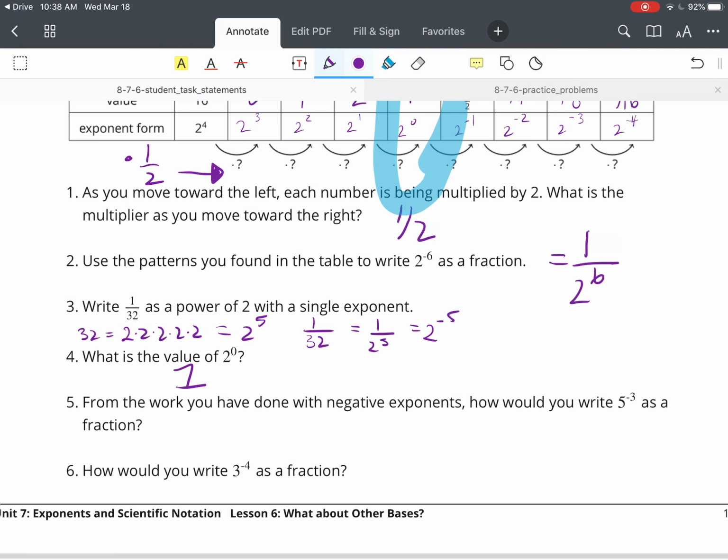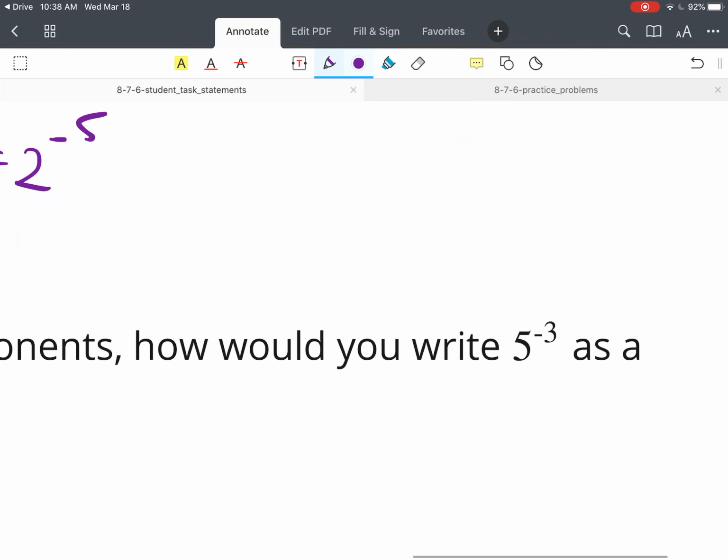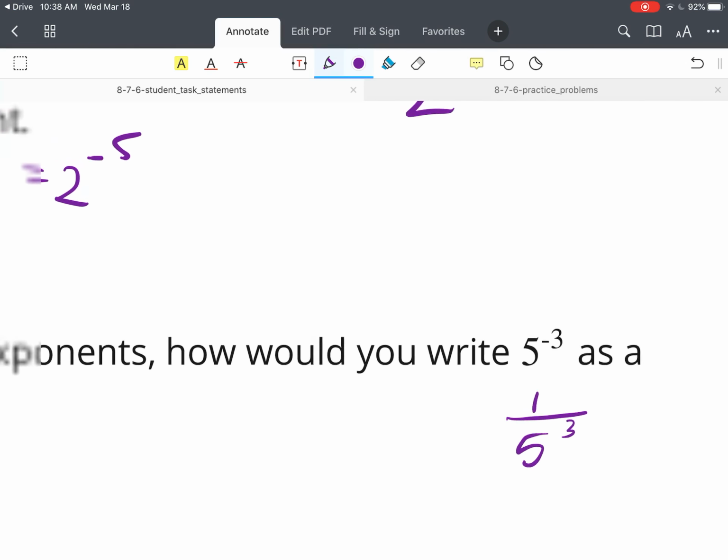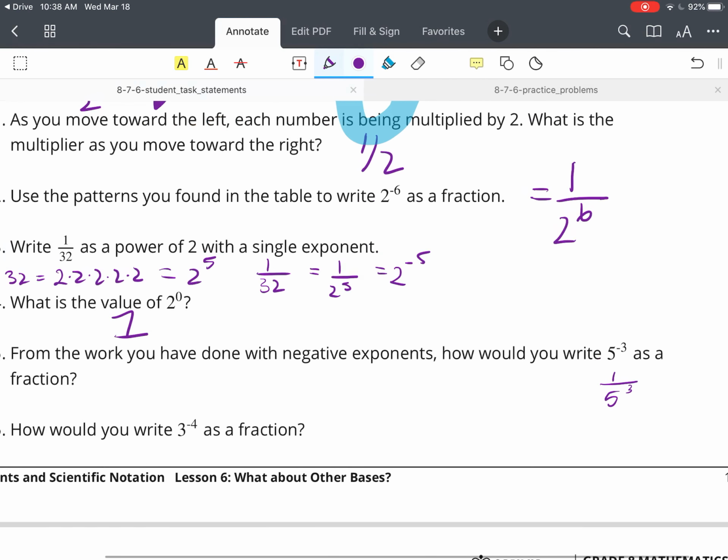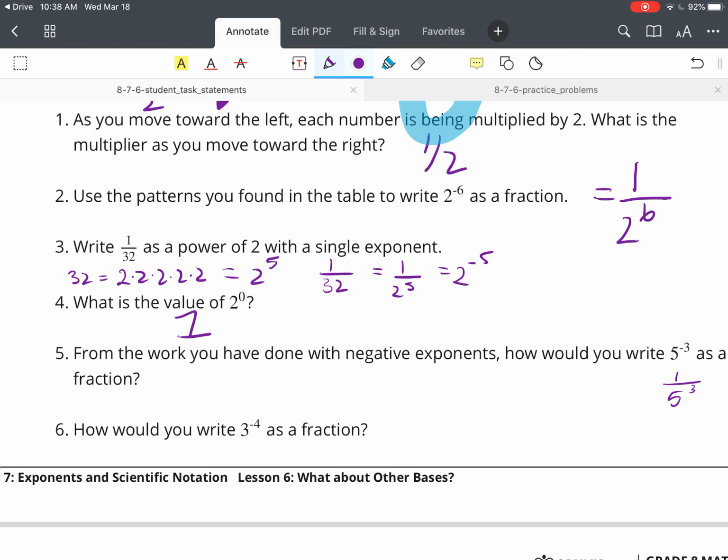And from the work we've done with negative exponents, how would you write 5 to the negative 3 as a fraction? Well, remember, it has a negative exponent, so we're going to do a reciprocal, 1 over 5 to the 3rd. And then how would you write 3 to the negative 4 as a fraction? 1 over 3 to the 4th. But if I really want to put power into it, 1 over 3 to the 4th.